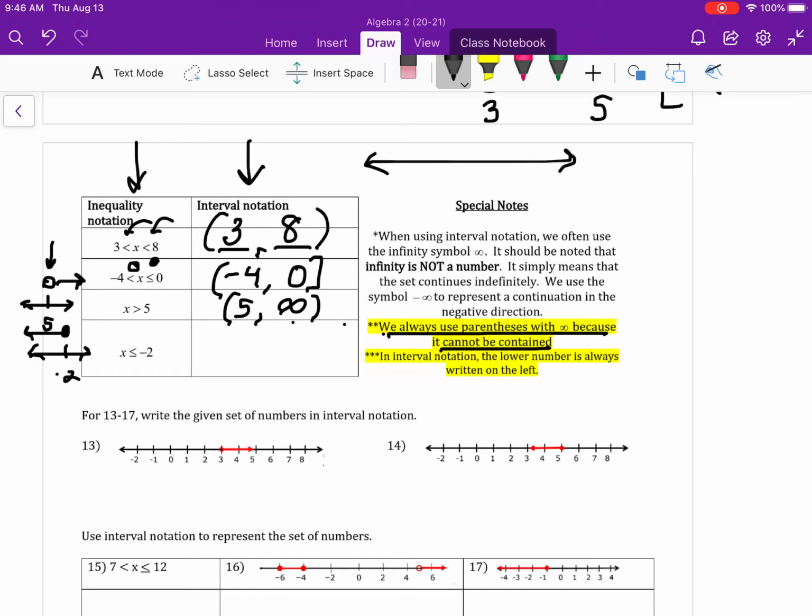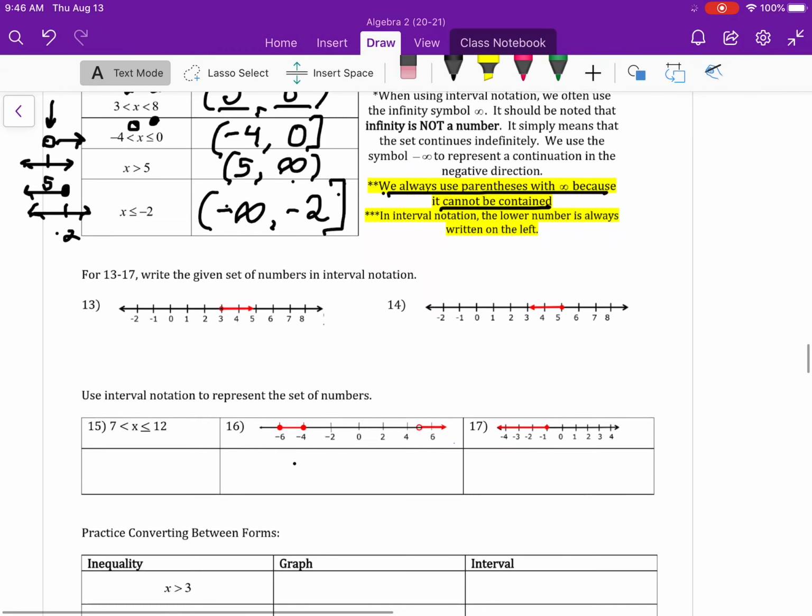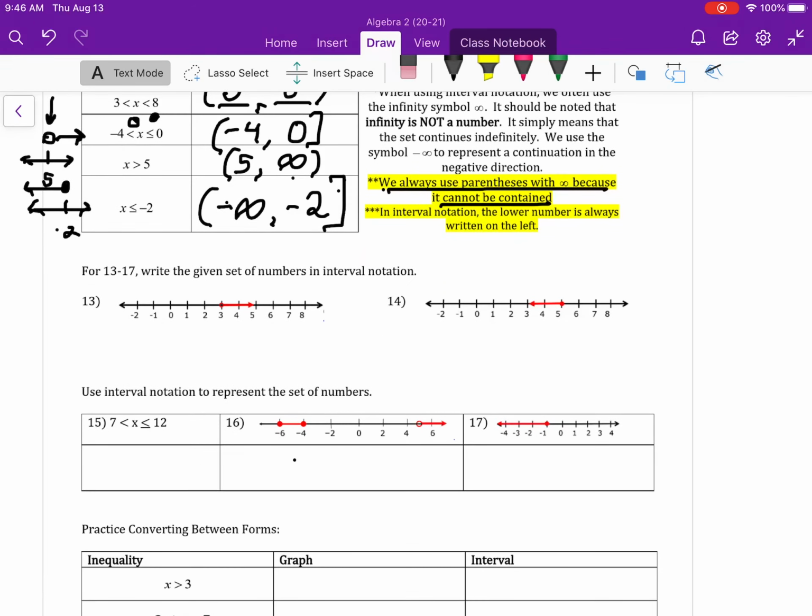So let's see, what's the farthest left point that we colored? Well, it's actually -infinity. It goes to the left -infinity, right? And then it goes all the way to -2 on the right. We always use a parentheses around infinity. And because there's a closed dot on the number line, we're going to use a bracket right here. So what we're going to be trying to do is basically find a left and right endpoint and then get the right symbol. So let's see, let's write these in interval notation.